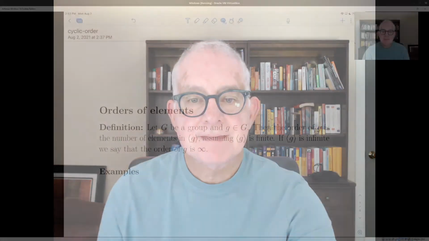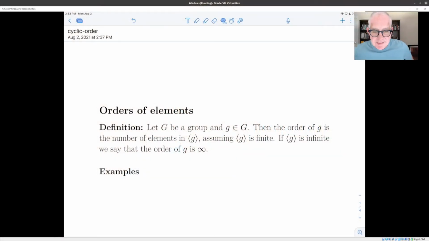We are going to need to use some results from number theory related to the Euclidean algorithm in this section. And in the notes, I've included a link to a discussion of the Euclidean algorithm that you might find helpful to review before or maybe after you try to figure out what's going on here. Okay, so let's start with the definition.